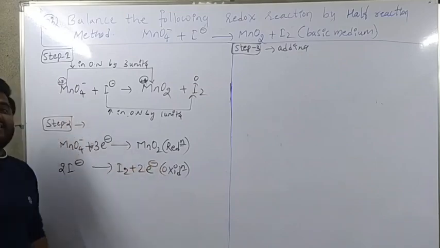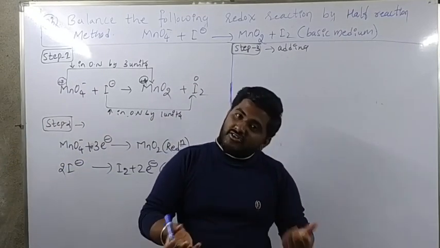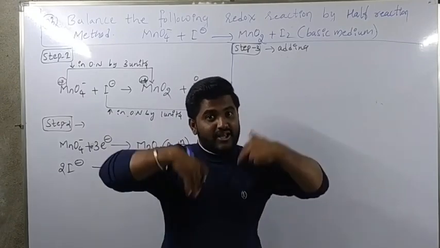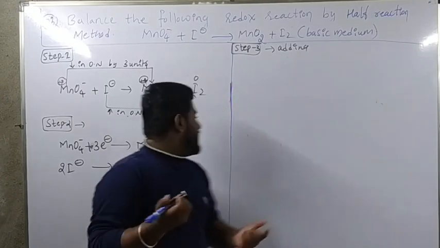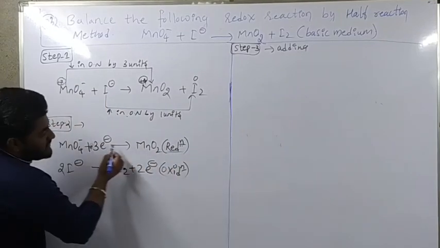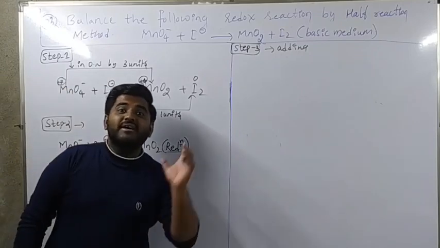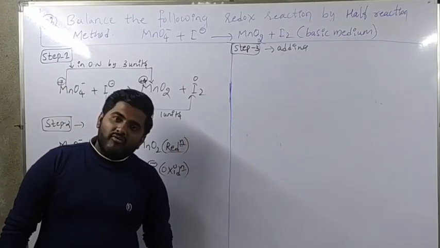Electrons are released. You can say electrons are lost. That is also called oxidation. Electrons are gained. That is also called reduction. Here electrons are gained, hence called reduction. Electrons are released, hence called oxidation. Now this is a difference in this method. I hope you followed, guys.